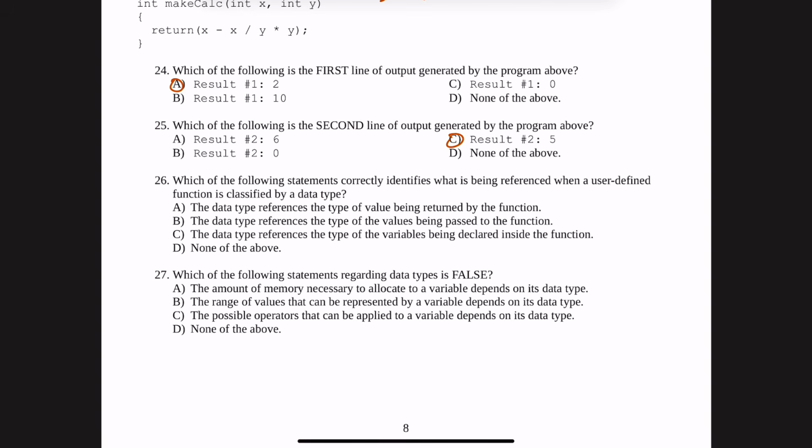Moving on to question 26. Which of the following statements correctly identifies what is being referenced when a user-defined function is classified by a data type? So remember, if we have something like maybe it's an input function, for example. We say int get size. Probably no parameters, so put void, and something happens inside. Print, scan, return size.